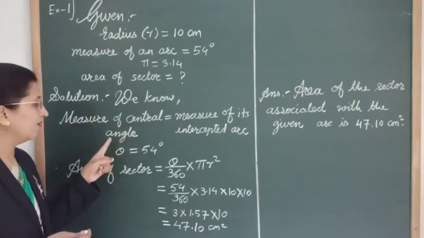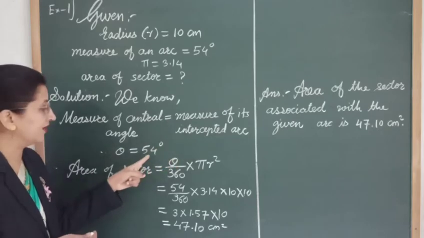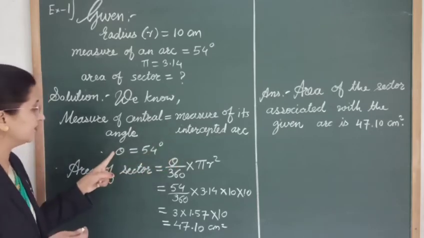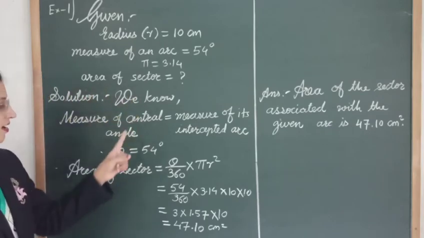Okay. And the central angle we denote by theta. So here the measure of the intersected arc is given as 54 degrees. So in this way theta is equal to 54 degrees. Okay. Now let's find the area of the sector.